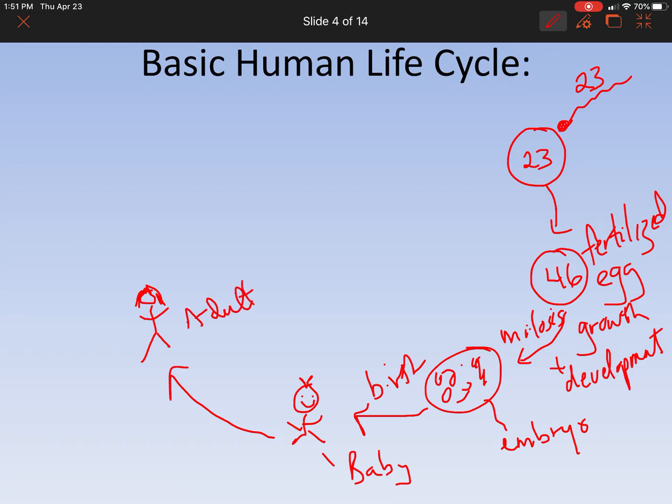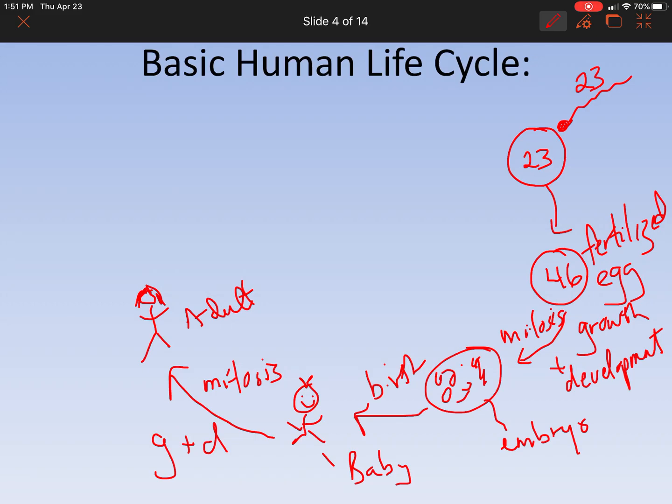How did we get there? What processes to the cells? What had to happen to become an adult? Yeah, it's more growth and development. So I'm going to put growth and development. And again, it's through the process of mitosis that we grow. So we're growing and we're becoming an adult.